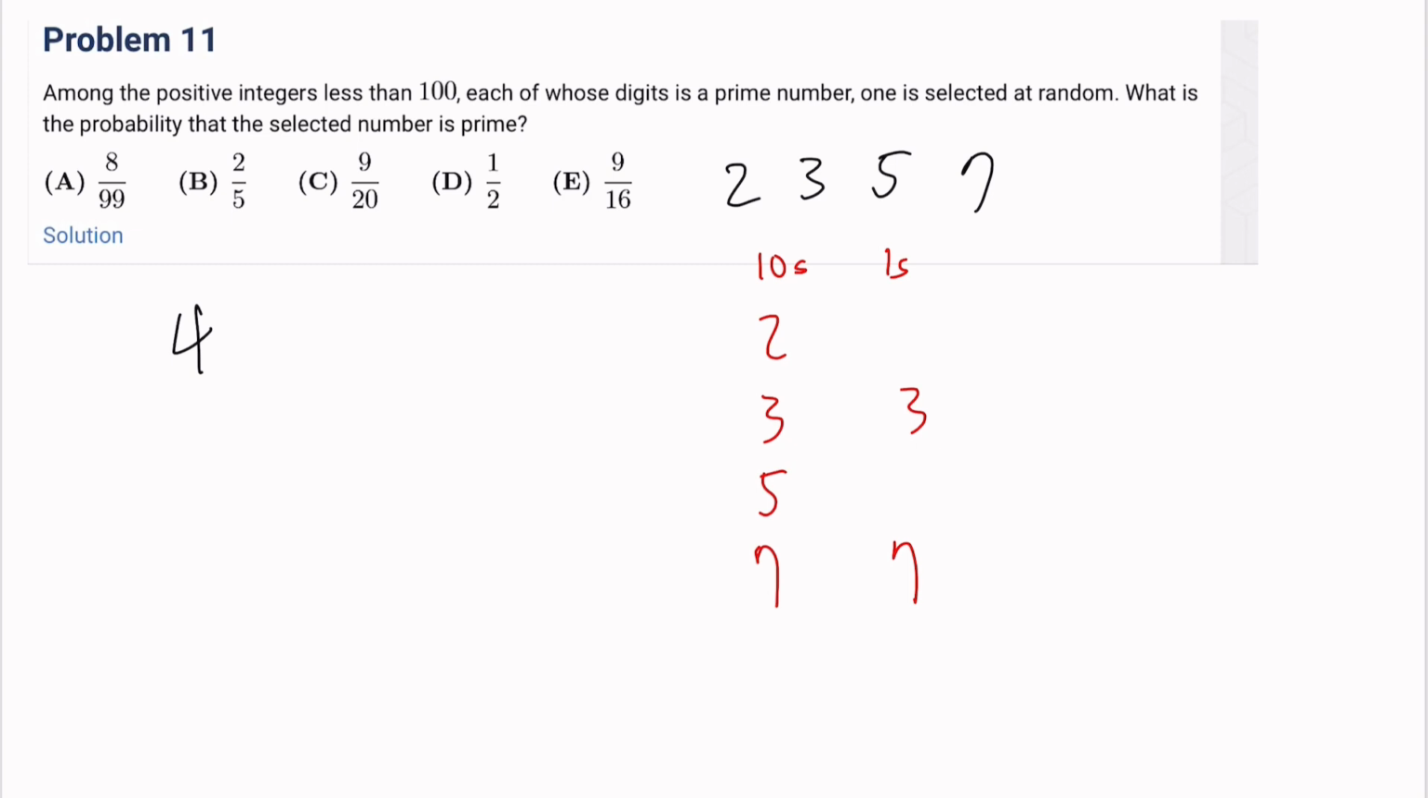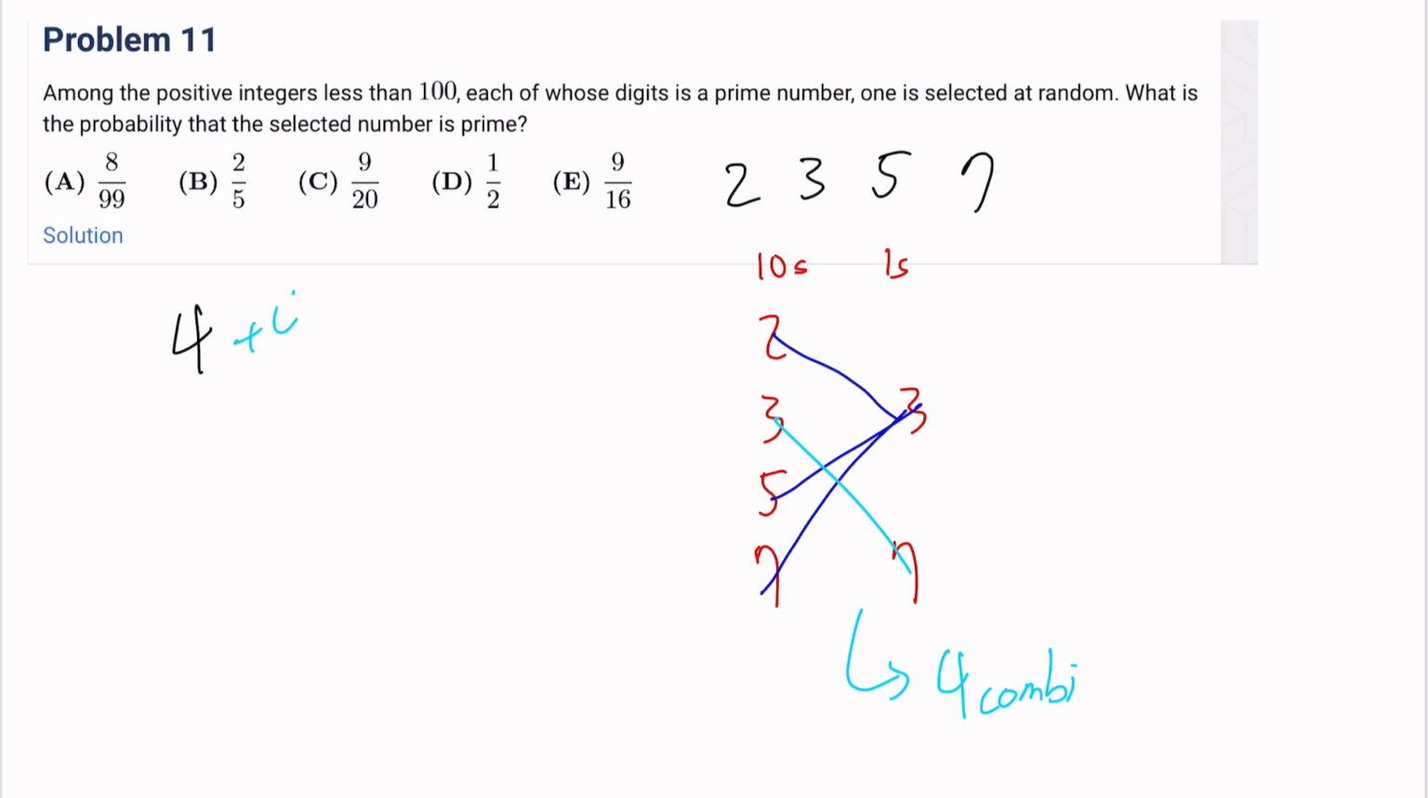And so let's start. So if 3 is the 1's digit, is 23 a prime number? Yes. Is 33? No. Is 53 a prime number? Yes. Is 73 a prime number? Yes. And for 7, is 27 a prime number? No. Is 37 a prime number? Yes. Is 57 a prime number? No, because it's divisible by 3. And is 77 a prime number? No. So we have 4 combinations.